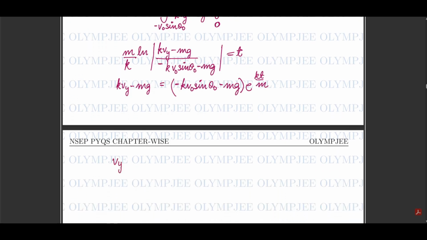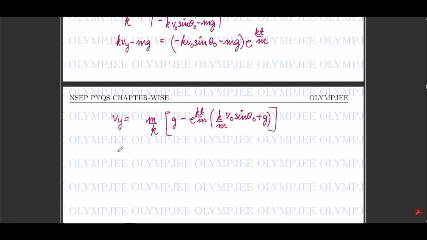So vy will be given as (m by k) times (g minus e raised to power kt by m) times (k by m v naught sine theta naught plus g). So this is the analysis in y direction. It's a very mathematical question, but if you know how to do it, it is very easy.